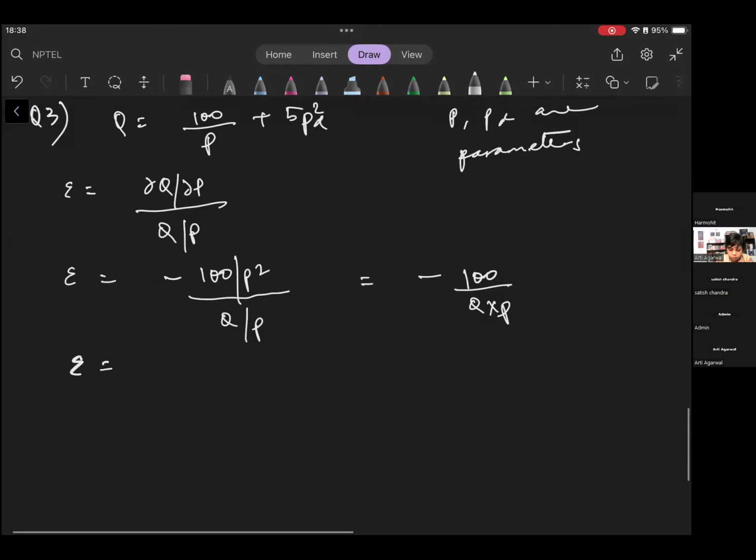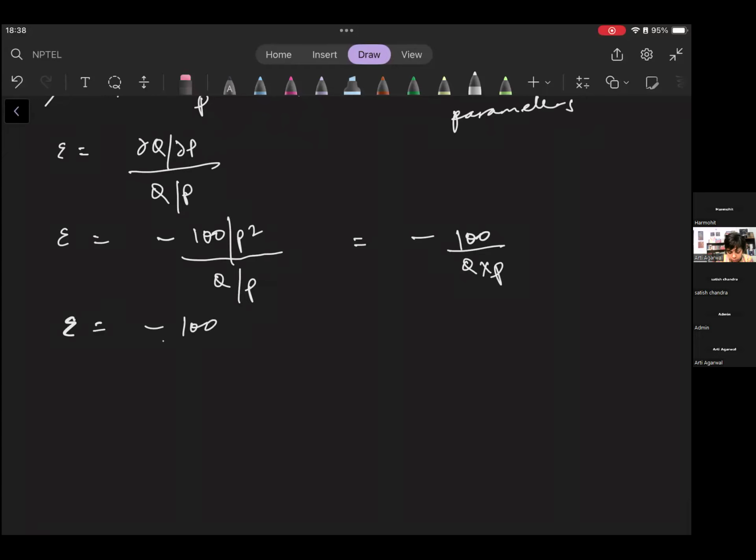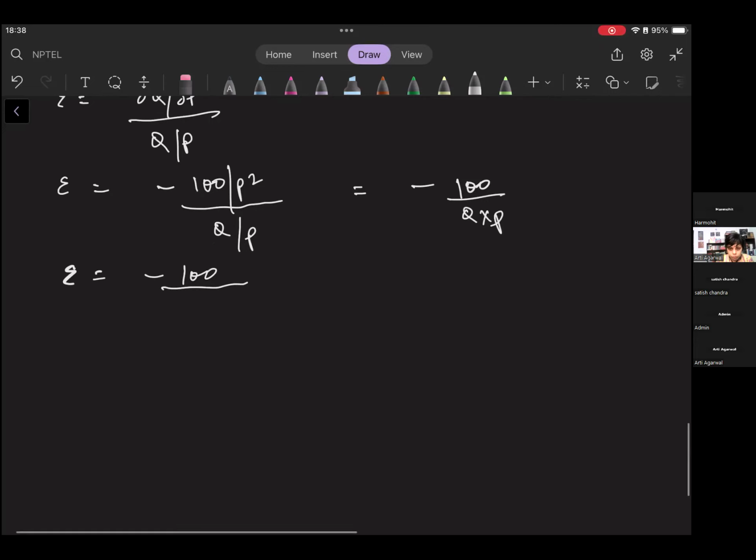We are given at what value we need to calculate it. Minus 100 upon, values are given as 1000 into p is given as 400. So this becomes minus 1 upon 4000. So that means it is almost inelastic, right? Because it is very close to 0. It's a very low value. This is what we are calling price elasticity of demand.